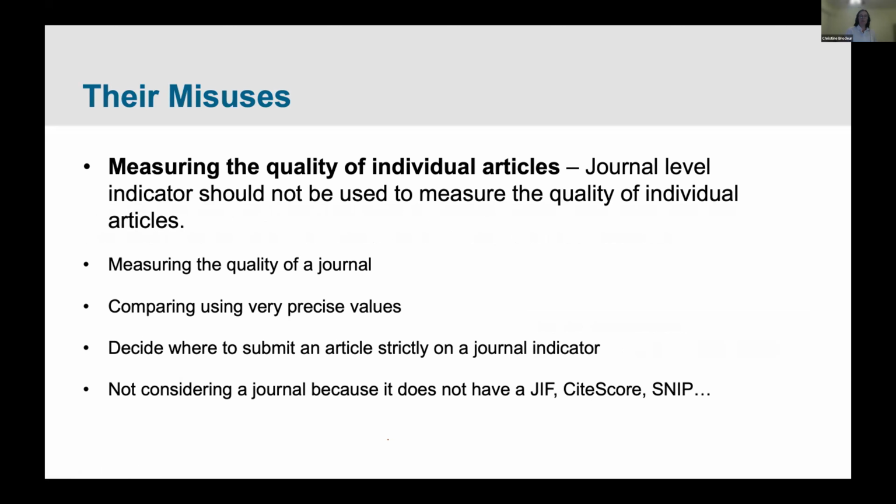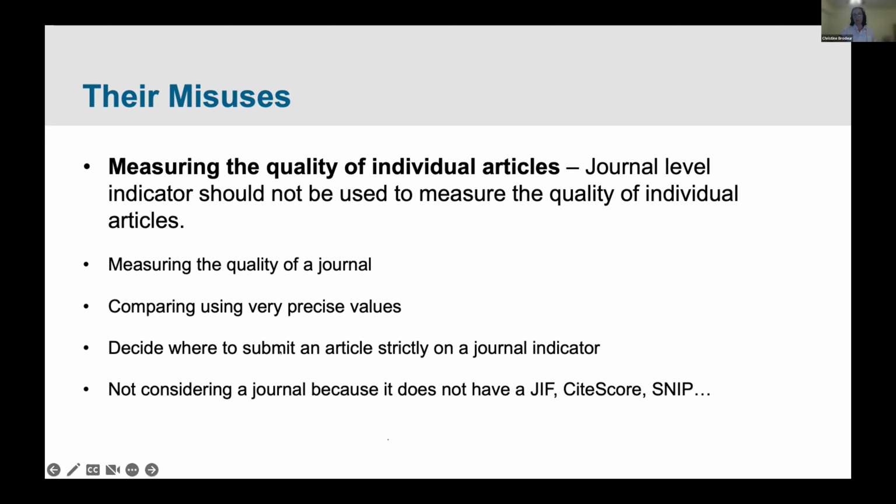Okay, so I've put it very bold and bigger here. Measuring the quality of individual articles, or even of an individual, just by the indicator, should not be done. It's not the quality. It can participate, as we discussed, like it could be a good sign, though there are some that went through the cracks, as was mentioned. Comparing using very precise values doesn't make sense.